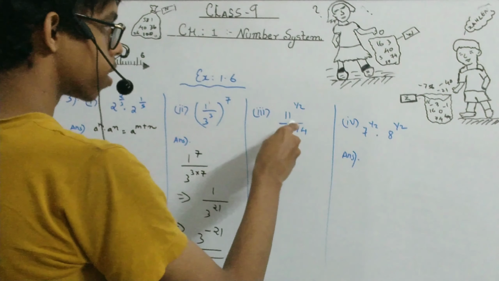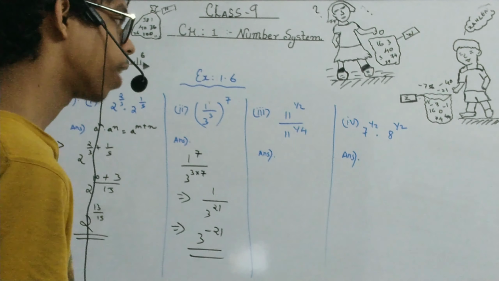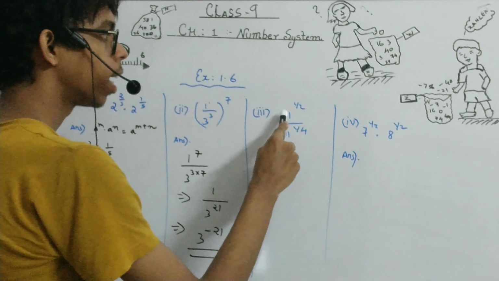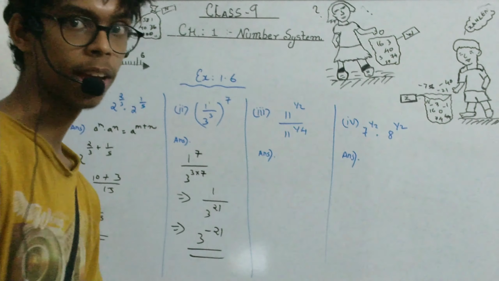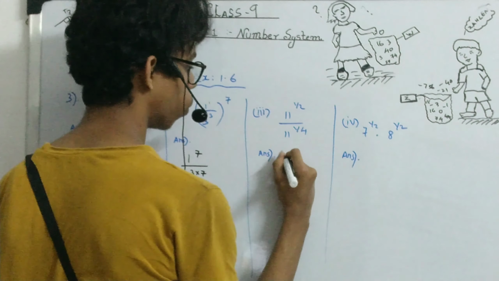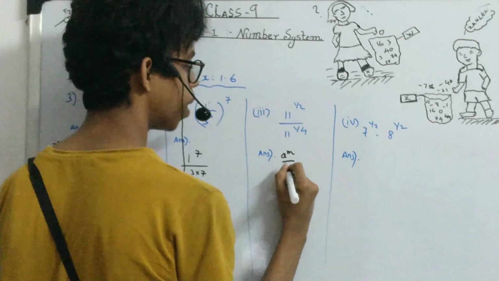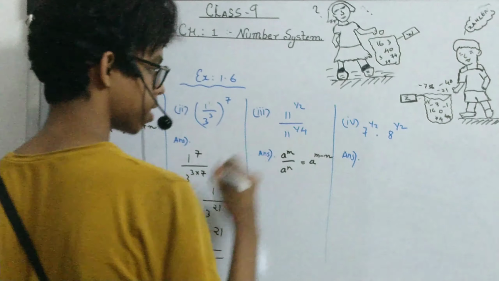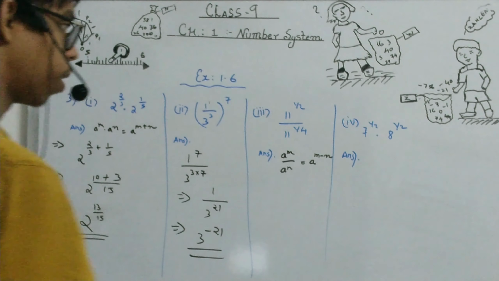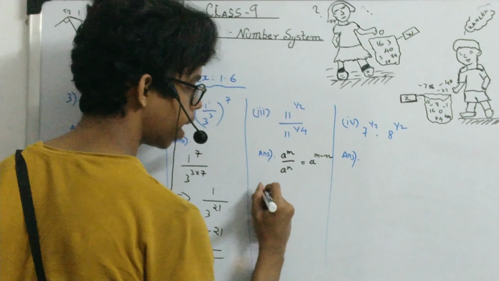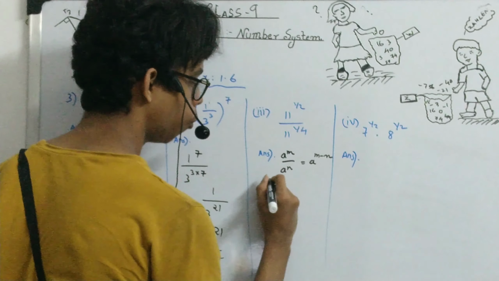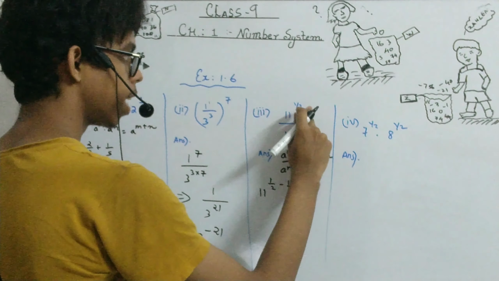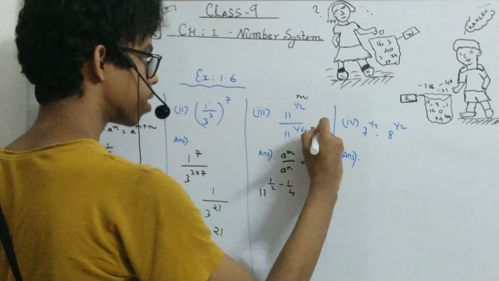Now, our third question is 11 raised to 1 by 2 divided by 11 raised to 1 by 4. This is of the form a raised to m by a raised to n. Okay, so we know a raised to m divided by a raised to n is equal to a raised to m minus n. Okay, this is our formula. So we can write 11 raised to 1 by 2 minus 1 by 4. This is m and this is n.